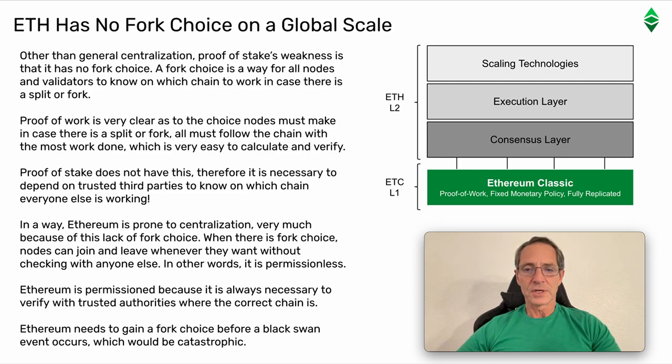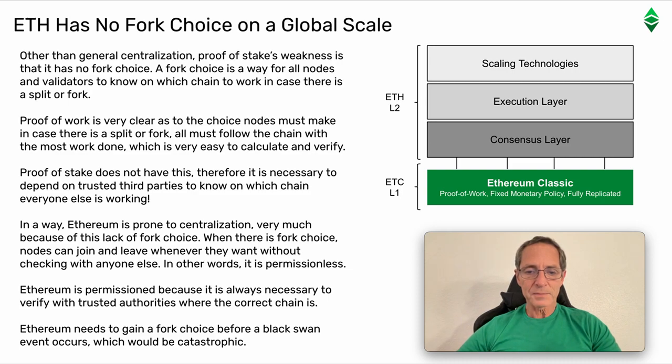Ethereum has no fork choice on a global scale. Other than general centralization, proof of stake's weakness is that it has no fork choice. A fork choice is a way for all nodes and validators to know on which chain to work in case there's a split or fork. Proof of work is very clear as to the choice nodes must make in case there is a split or fork. All must follow the chain with the most work done, which is very easy to calculate and verify. Proof of stake does not have this. Therefore, it is necessary to depend on trusted third parties to know on which chain everyone else is working.